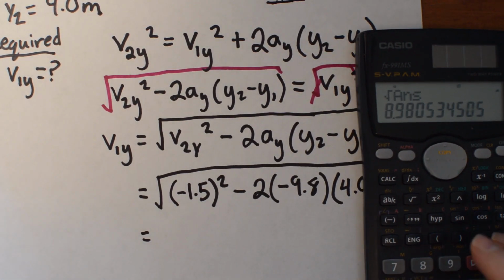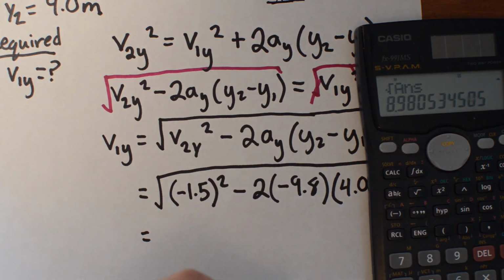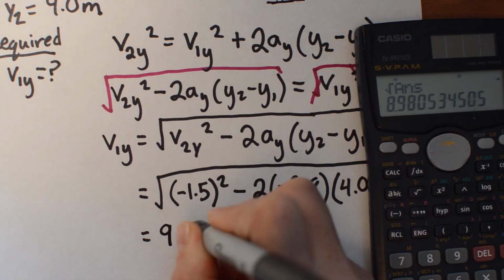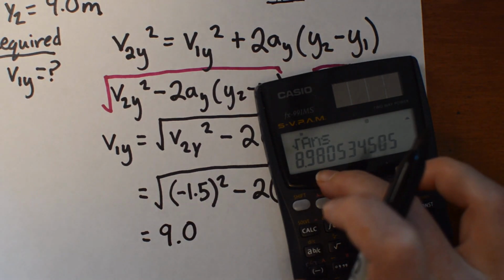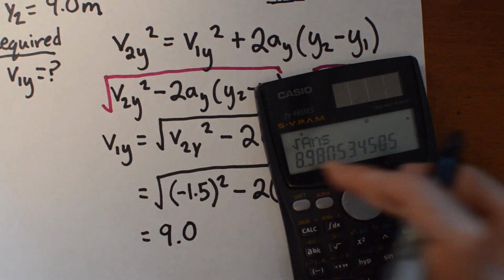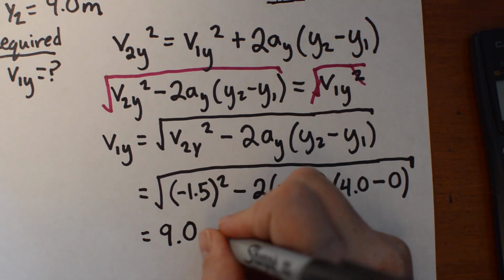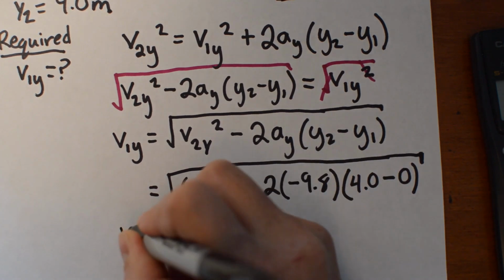So that means I'm going to use 2 sig figs in my final answer, which will be 9.0. So that 8 rounds that up to a 0, or 9.0. And the units of velocity are meters per second.